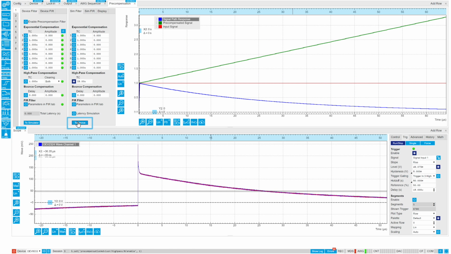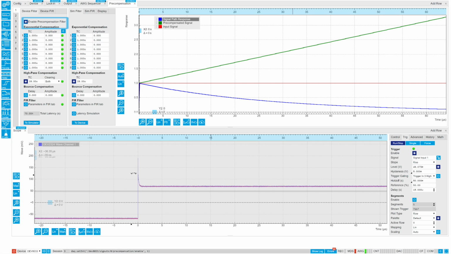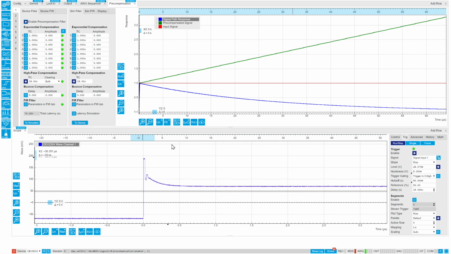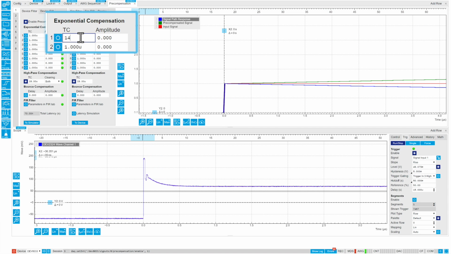We transfer the parameters to the filter, activate it, and observe the scope trace. The plateaus are now flat. Zooming into the edge of each plateau, we observe a short overshoot followed by a fast decay. We employ the exponential compensation here and select the time constant and amplitude reading from the oscilloscope trace.